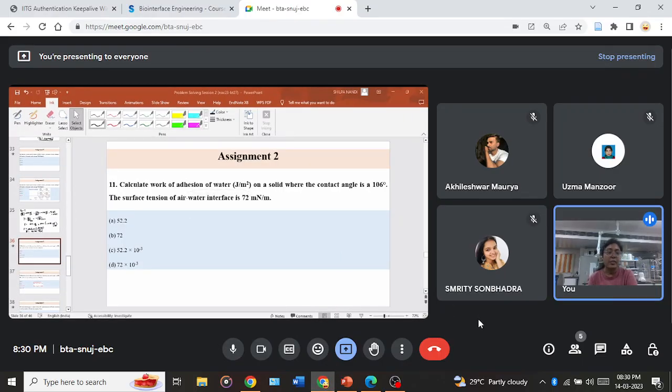So does anyone have any idea how to calculate the work of adhesion in terms of the surface tension of the air-water interface and contact angle? I think we went through certain equations which may directly give you the value or the answer to the question.